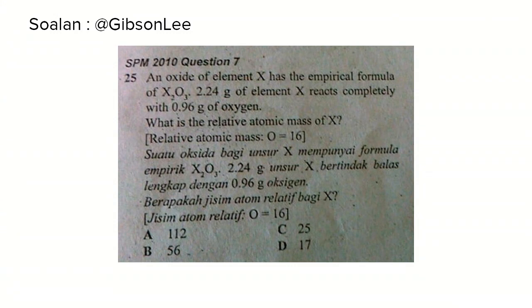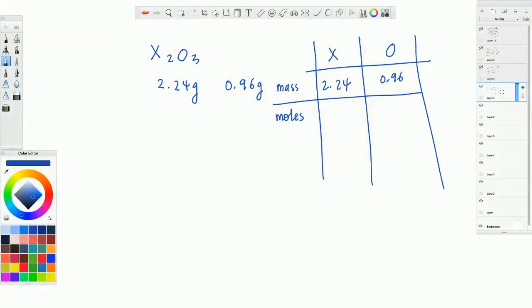Okay, so you still do the same thing. Every time it's a question on empirical formula, you always do the same thing. You always do the table. So we put mass here. Find amount of moles. We do not know the relative atomic mass of X, so we just put X. But it's mass over molar mass.